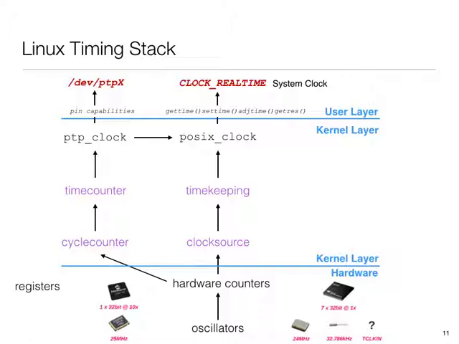And that PTP clock also gets exposed to user space as a character device, which you see, /dev/ptpX. X could be 0, 1, 2, 3, any number. And the user space applications can open that character device and do file operations and use some kind of I/O control calls or different pin capabilities to actually make use of that.